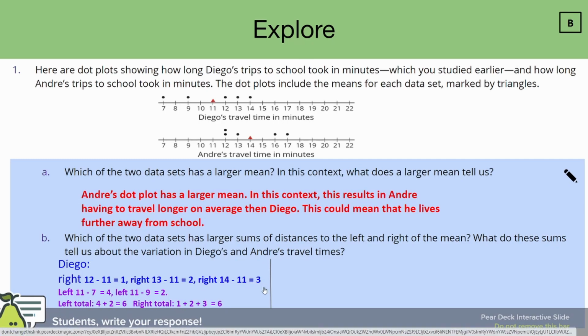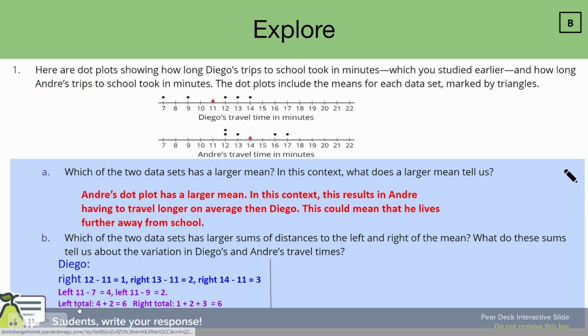Then, for the left side, you would have noticed that 7 and 9 are both to the left of 11 on the number line. So therefore, we need to do 11 minus 7, which is 4. And then we need to do 11 minus 9, which is 2. So now we have officially found all our distances, the ones that are to the right of 11 and the ones that are to the left of 11.